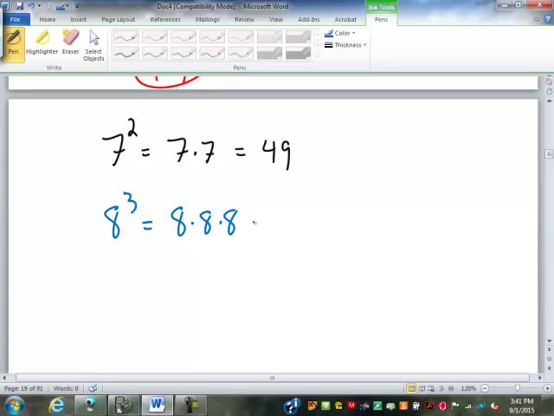Perfect. 8 times 8 times 8, or 3 eighths multiplied together, is 512. Now, if you didn't want to calculate those in your head or write them out on paper, do you guys know how to do that on your calculator?